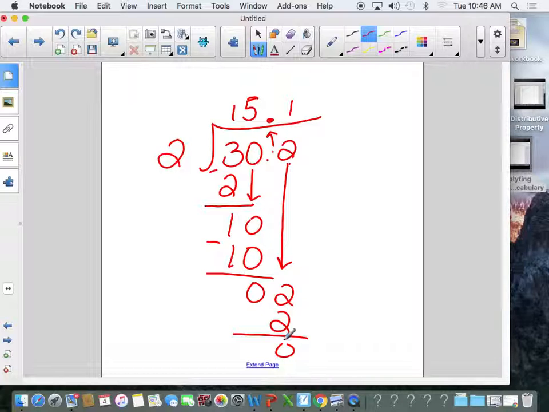So I can stop. If I didn't have a difference of 0, I can add on as many zeros as I want, because that would not change 30.2. 30.20 is 30.2. 30.200 is 30.2. So I can add as many zeros as I want, and I can continue to bring them down until I get to an end. Then there are problems that go on forever or that repeat, and we'll discuss those, like I said, later on. So my answer would be 15.1.